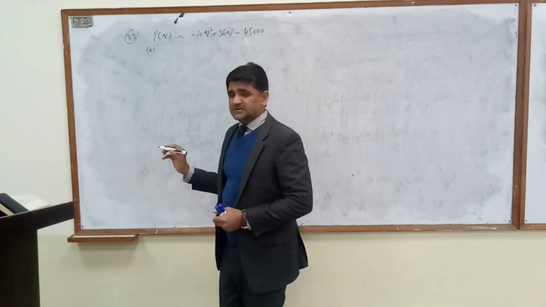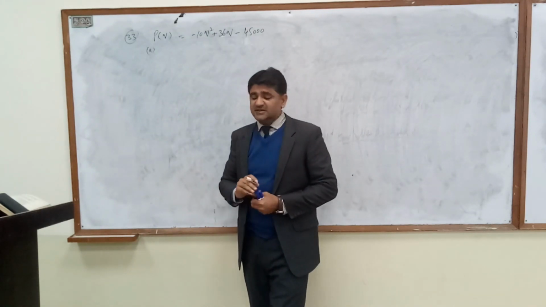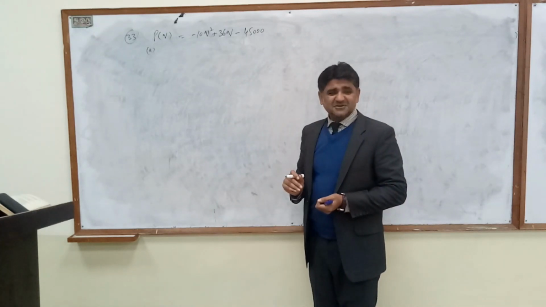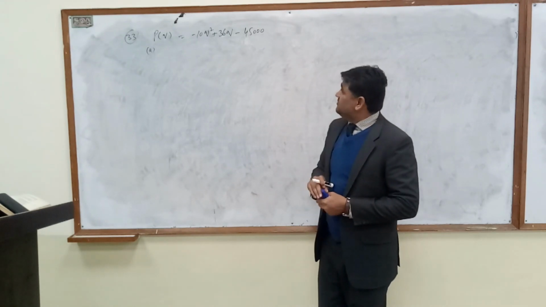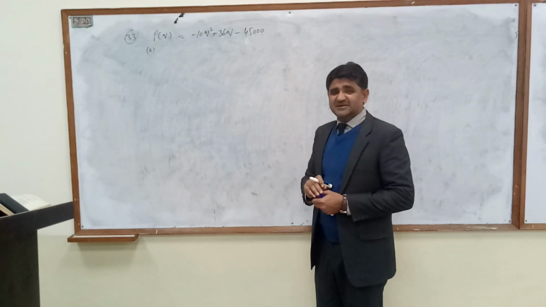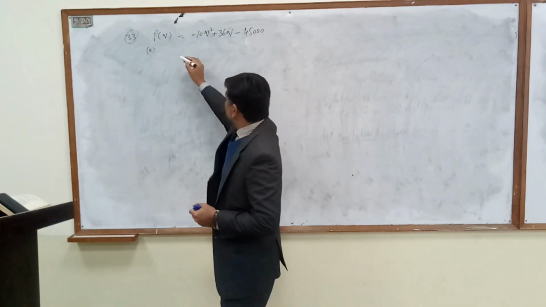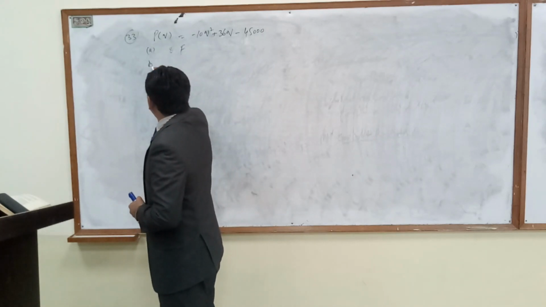So, first, in part A, what class of function is this? What type of function is it? Quadratic. The independent variable is Q, that is quantity. Look at the maximum power of the independent variable, which is 2. So we can say it is a quadratic function.